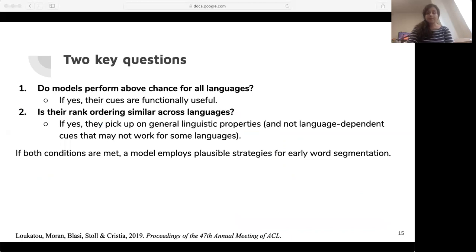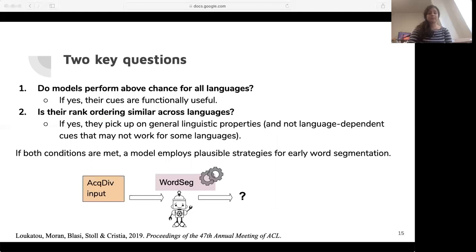Two key questions are part of this study. First, we ask whether models perform above chance for all languages. If yes, we suppose that their cues are functionally useful, because they perform better than chance. Second, whether their rank ordering is similar across languages. If yes, we would suppose that models pick up on general linguistic properties and not some cue which is language dependent and may not work for some languages. So if these conditions are met, then the model employs plausible strategies for early word segmentation. We have our input, which is given to the WordSeg package, and we're going to ask whether models perform above chance and whether they perform equally well across languages, or there is some model that performs well in one language and badly in another.